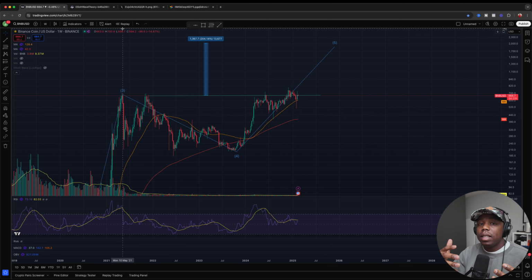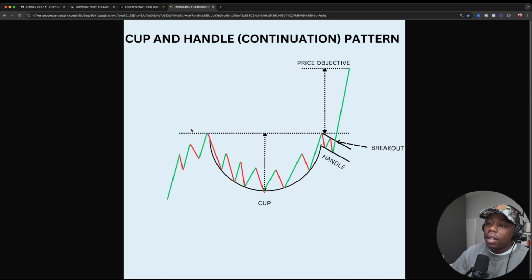And the two of these together, this pattern I'm about to show you and Elliott wave, gives me even more confidence in where Binance Coin is going. And that pattern is the cup and handle continuation pattern. If you've watched some of my other videos, you've definitely seen me talk about this because a lot of the major cryptos are putting in this pattern, this bull cycle.